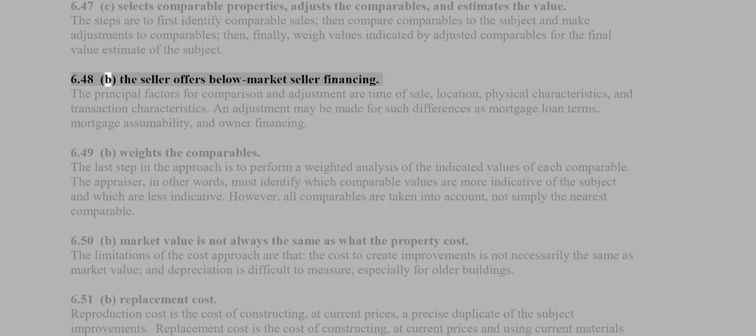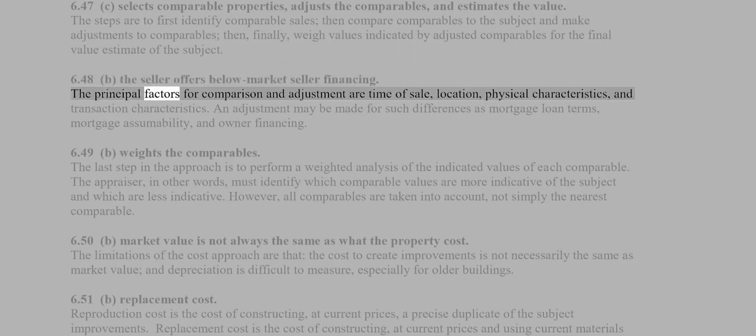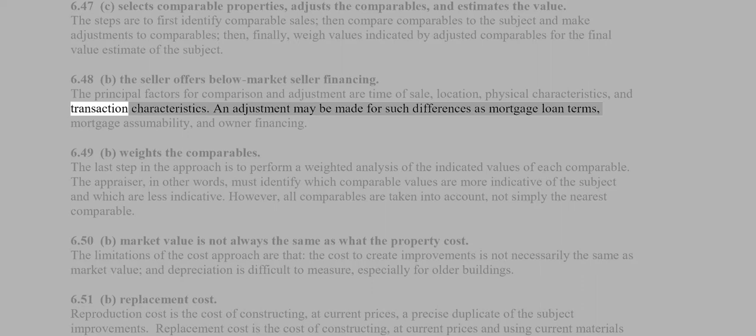6.48 b. The seller offers below-market seller financing. The principal factors for comparison and adjustment are time of sale, location, physical characteristics, and transaction characteristics. An adjustment may be made for such differences as mortgage loan terms, mortgage assumability, and owner financing.